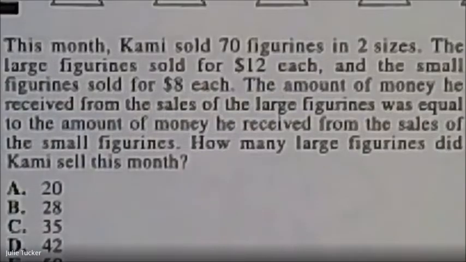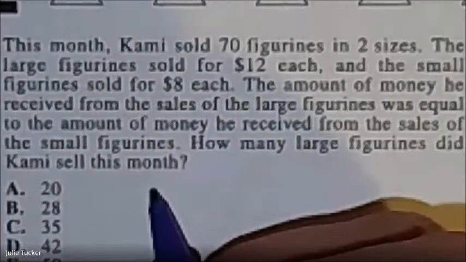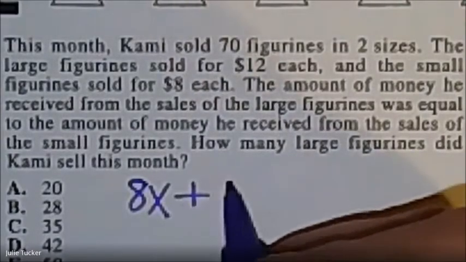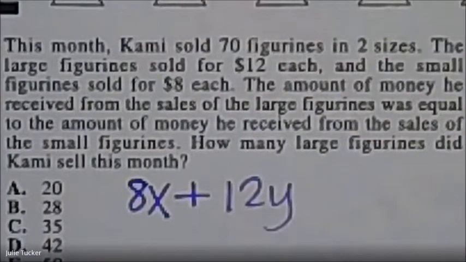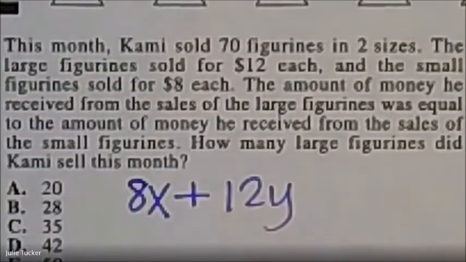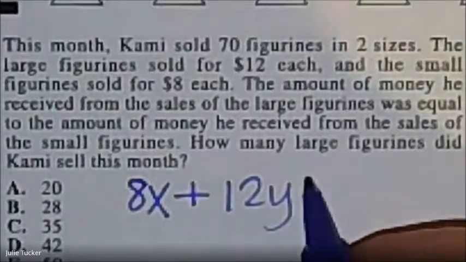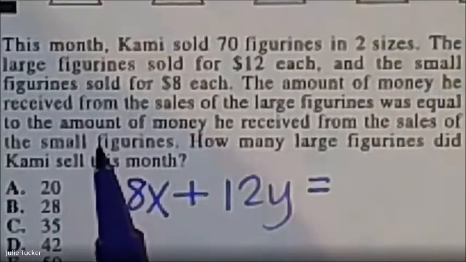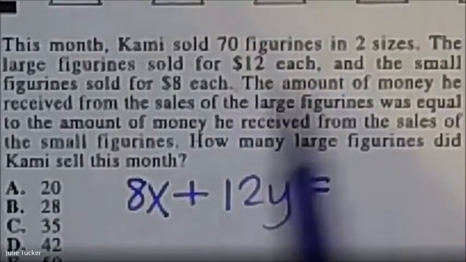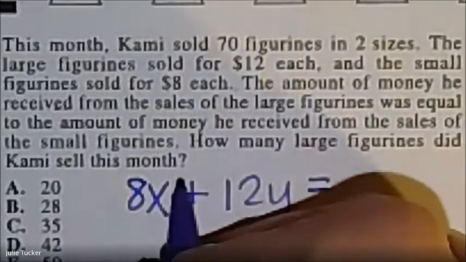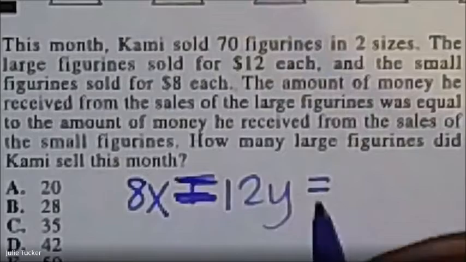Oh my goodness, this is a tough question. So here's what they got to do. 8 times x plus 12 times y, because it's $8 for one kind and it's $12 for the other kind. That would give us the total amount that they sold, except they didn't tell us the total. All they told us was the amount of money he got from one was equal to the amount for the other. So instead of adding it up, I messed that up. We need to say 8x equals 12y for one equation.